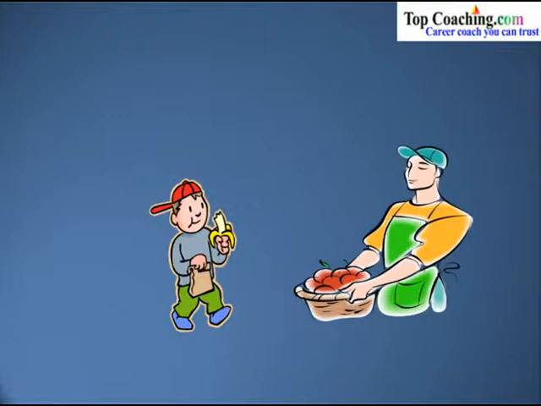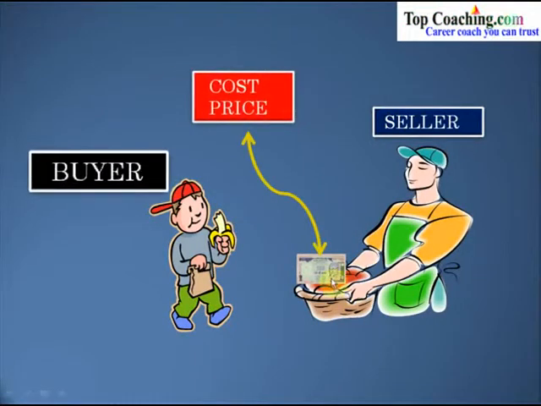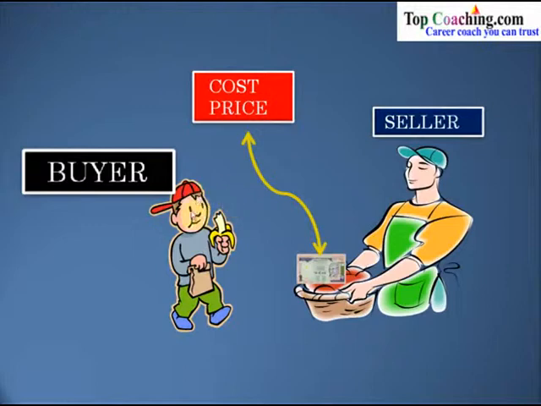Let us take an example. In this case, we have a boy who wants to purchase these fruits from the seller. So, this boy becomes the buyer and this man becomes the seller. This boy is going to pay the price of these fruits. He pays it to the seller and he'll get fruits in return. So, this price or the amount paid by the buyer to the seller is known as the cost price. So, the price at which this boy buys this basket of fruits is known as the cost price. The amount paid by the buyer to the seller in procuring any product is known as the cost price.